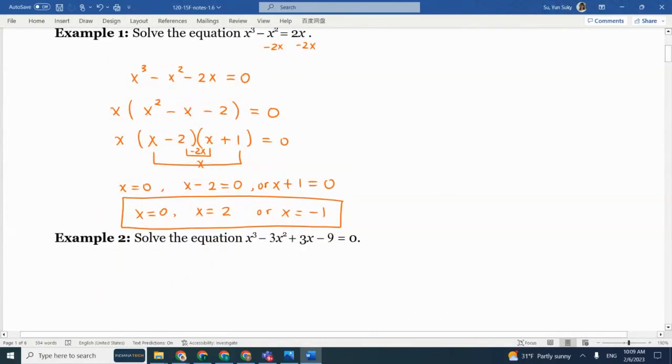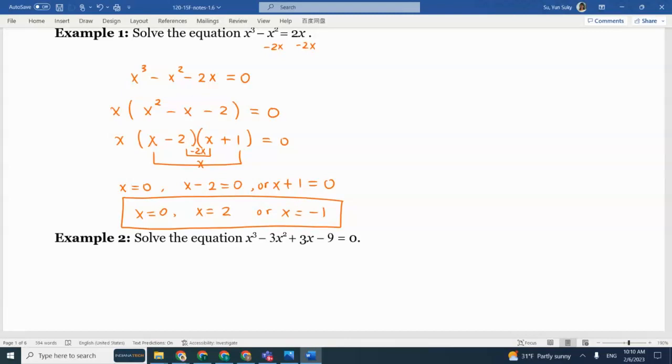Example 2. The first step, move all the terms to one-hand side. And then try to factor. Do we have a common factor? Yes, factor it. Now look at this problem. All terms are on the left, right, everybody? Do we have a common factor for all the terms? No. So we have those two steps.